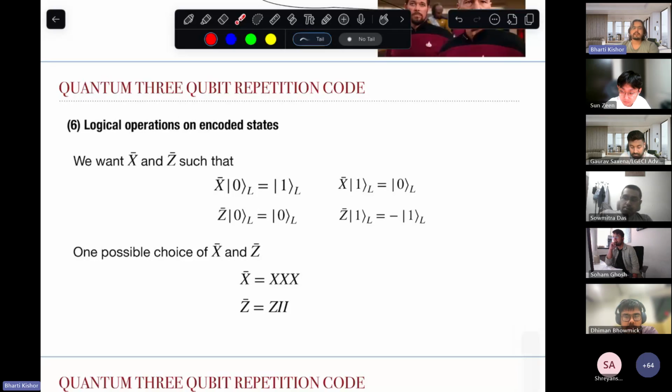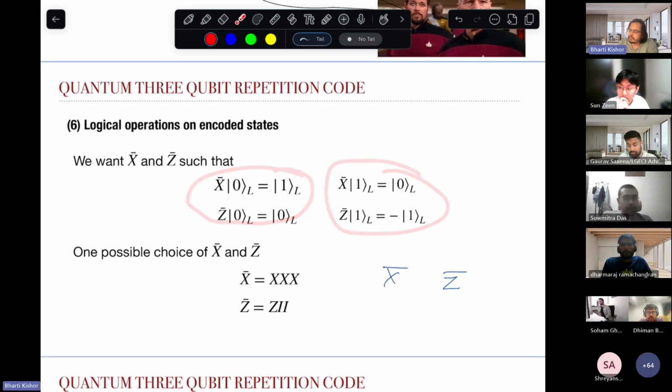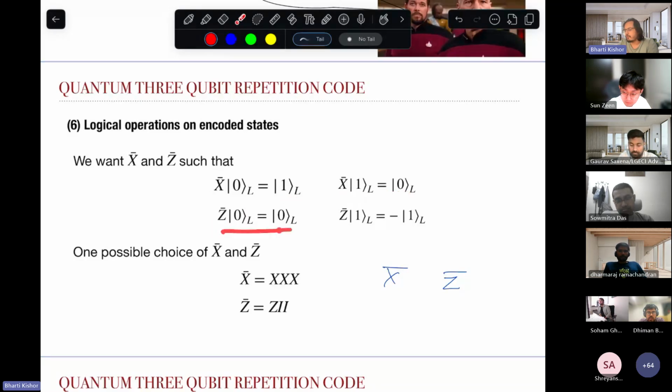Now, similar to the classical case, as we said, you need to perform operations on the encoded qubits. And for that, you need logical operators. So for example, you need an X logical operator and a Z logical operator. And their action should be the same as what we get in the physical case. So 0 logical should go to 1 logical under X, and 1 should go to 0. Under the action of Z, 0 should go to 0, but 1 should pick up a phase.